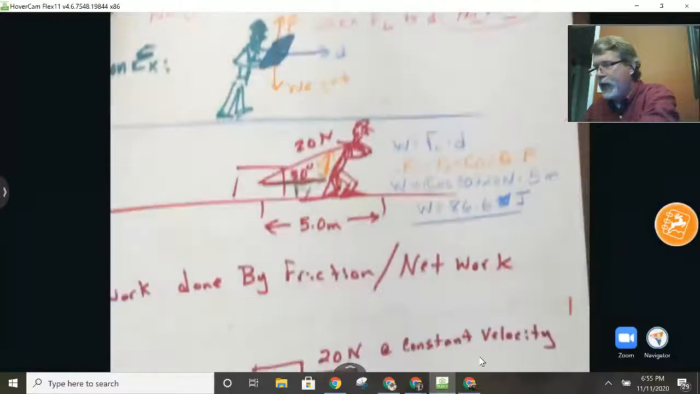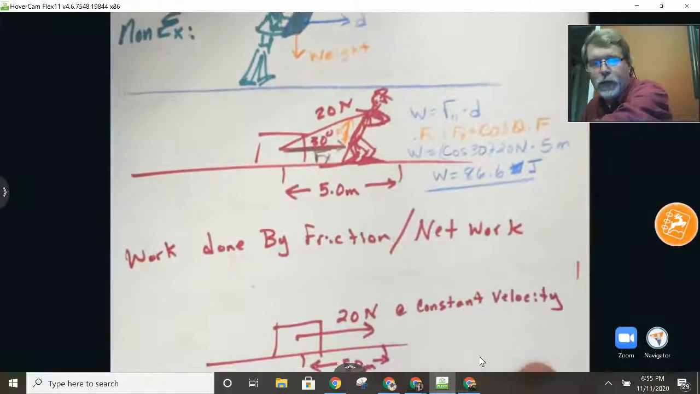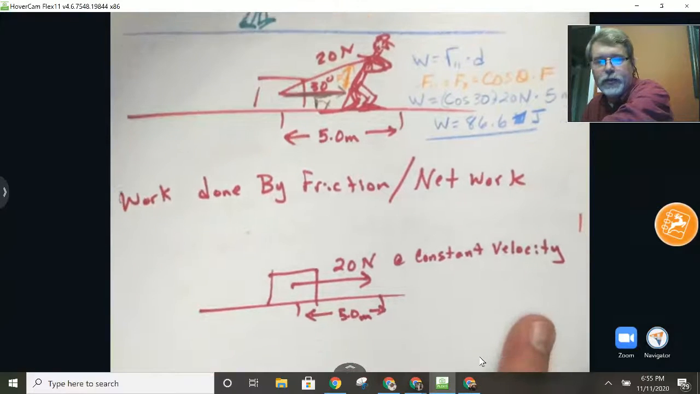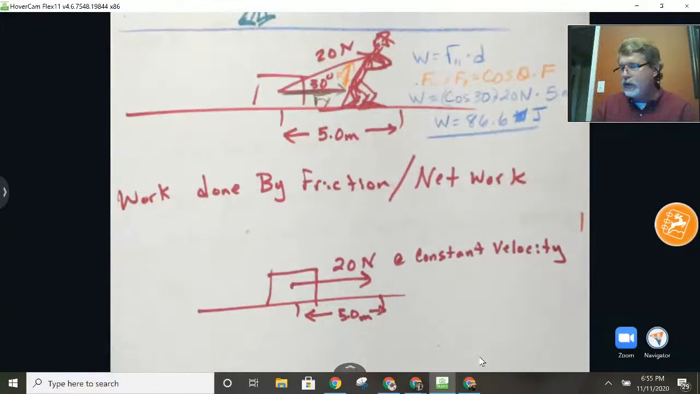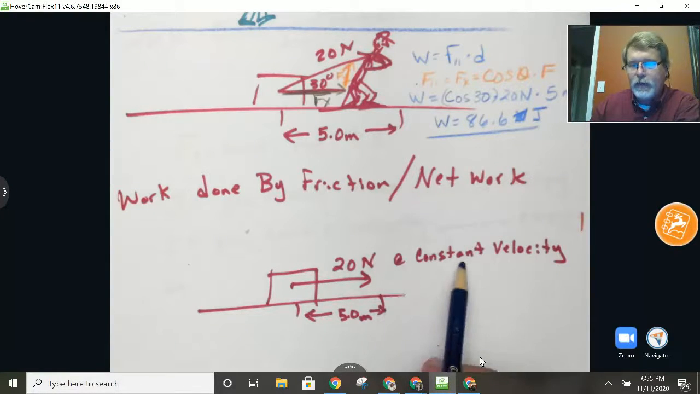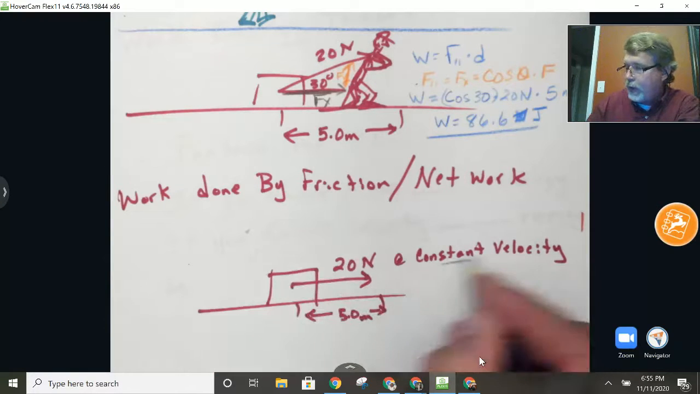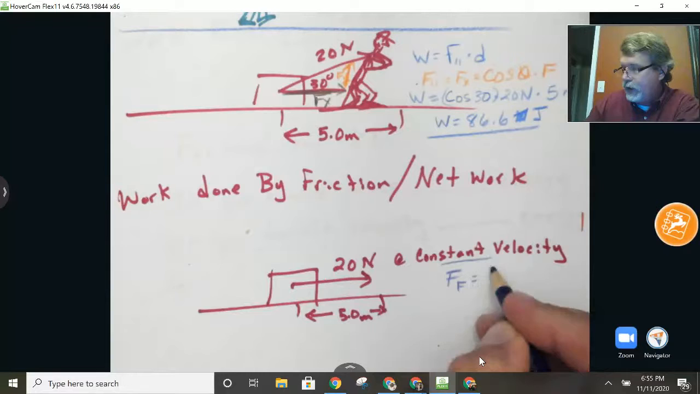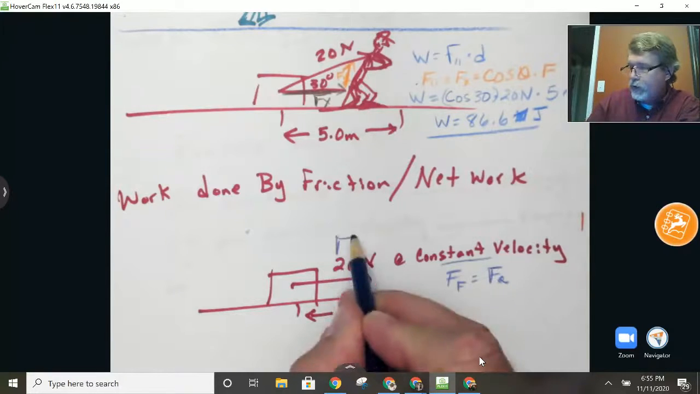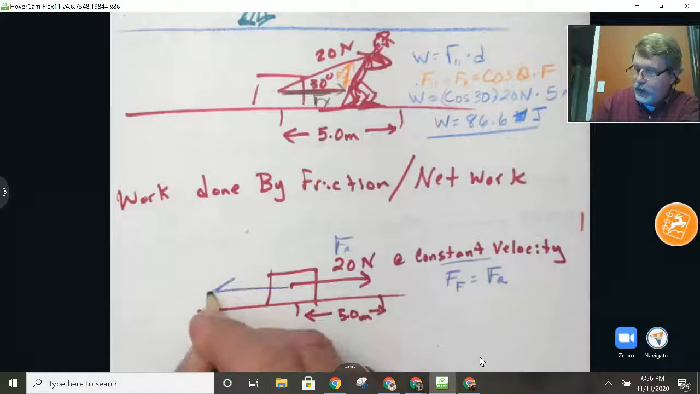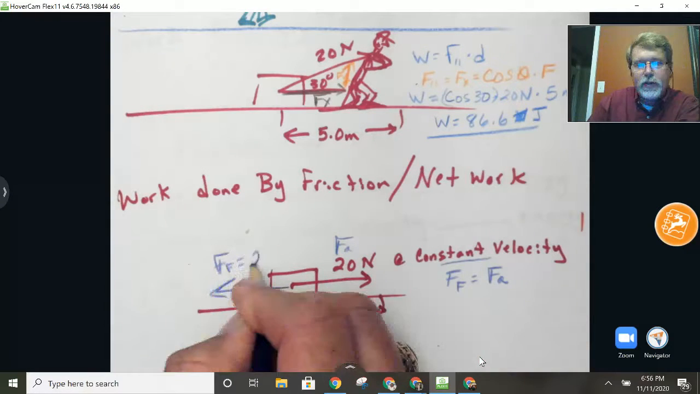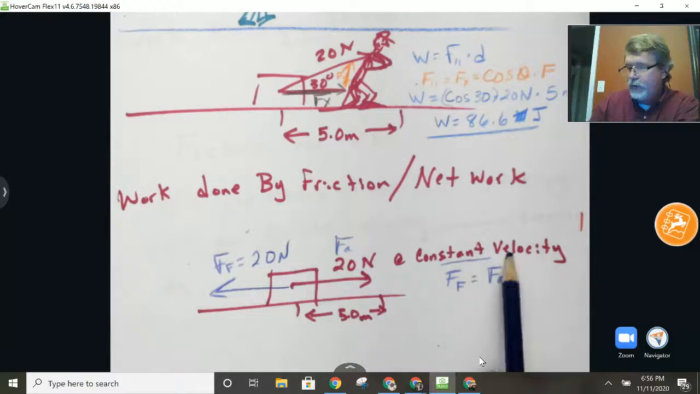All right, so let's look at the work done by friction or the net work done on some object, okay? So in this case, we have our object that's being moved here, and it has constant velocity. So this object is moving with 20 Newton force at constant velocity. Now that's important because at constant velocity, the force of friction is equal to the force applied. So our force applied is 20 newtons. That would mean our force of friction is also 20 newtons. And again, that's because we're at constant velocity. It has to be in equilibrium.